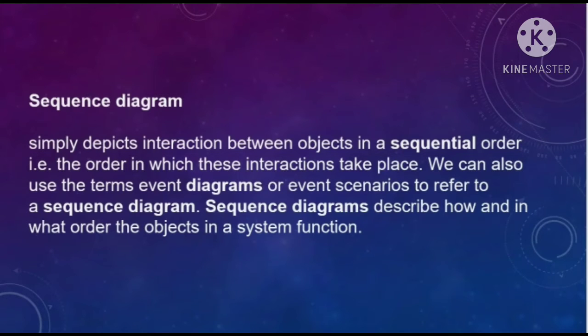Sequence diagram simply depicts interaction between objects in a sequential order, the order in which these interactions take place. We can also use the terms event diagram or event scenarios to refer to the sequence diagram. Sequence diagrams describe how and in what order the objects in a system function.